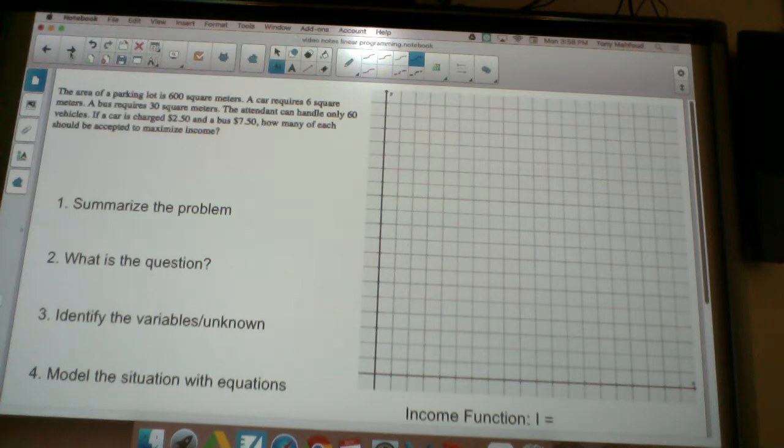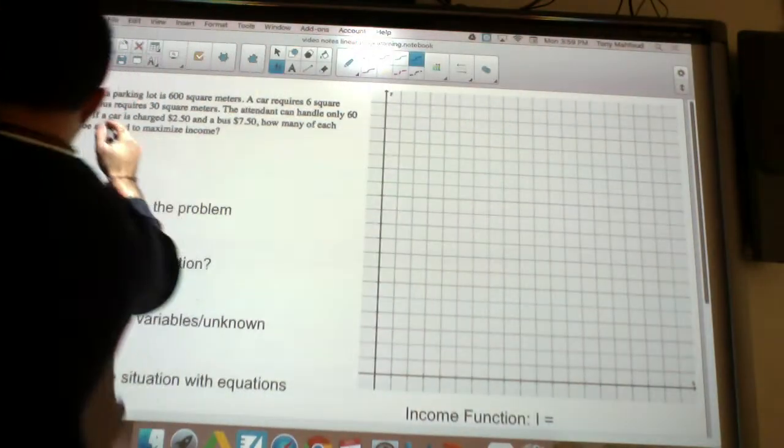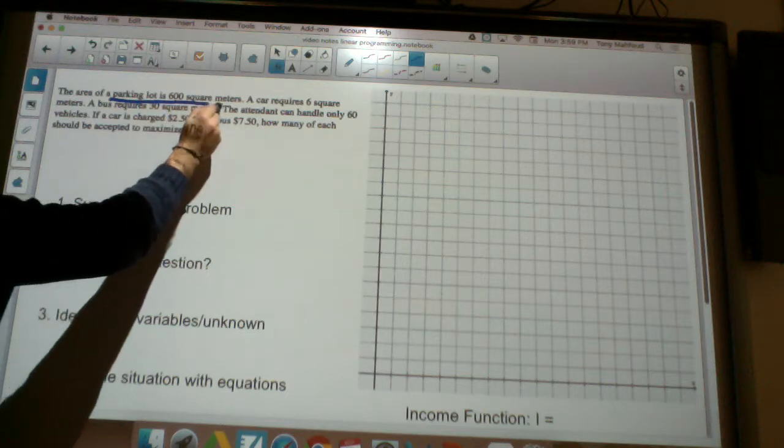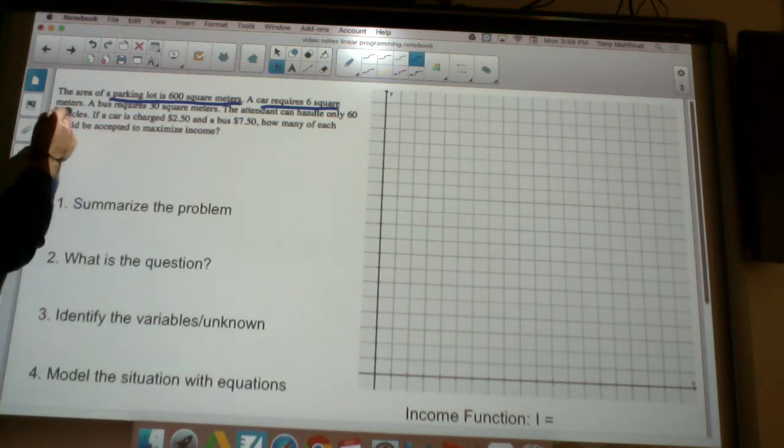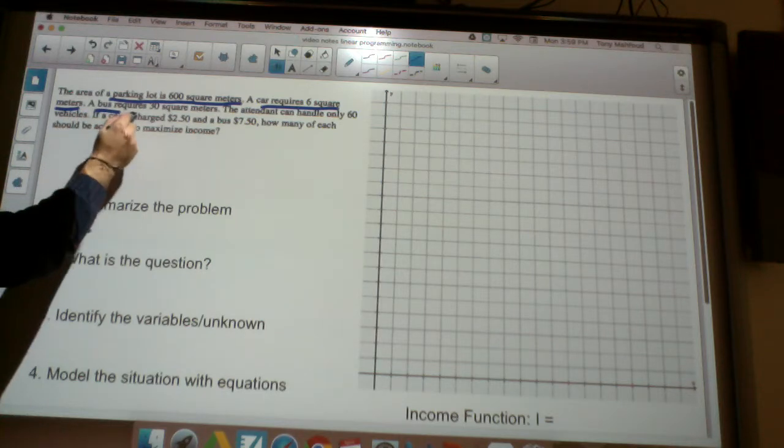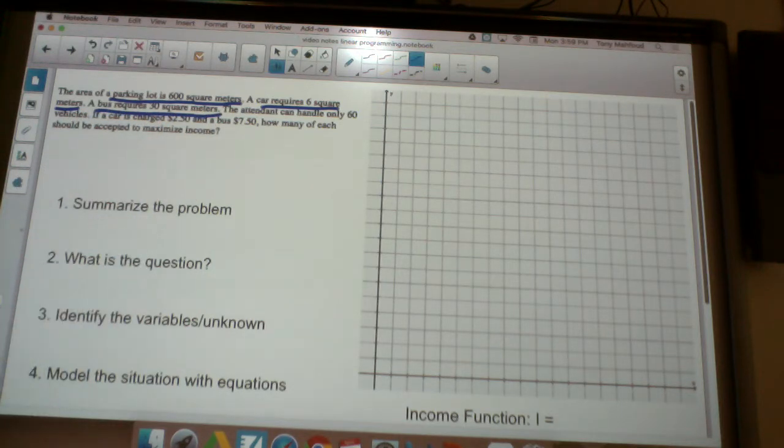So the area of a parking lot is 600 square meters. We know we have a parking lot that's 600 square meters. A car requires 6 square meters. A bus requires 30 square meters. So when you park them, a car needs 6 square meters to park. A bus needs 30 square meters. And we're in a parking lot that fits 600 square meters.